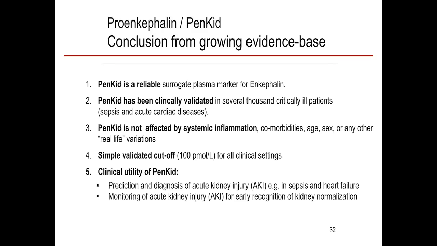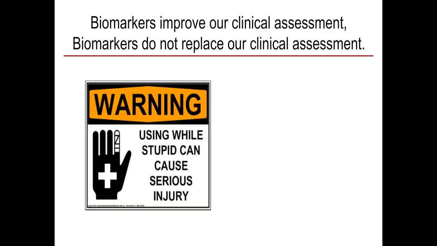First, it's a reliable surrogate plasma marker for enkephalin. It's been clinically validated in several thousand critically ill patients, both in sepsis and in acute cardiac disease. It is not affected by systemic inflammation and also other comorbidities that we see in real life, like age and sex and things like that. It's got a simple cutoff of 100 picomole per liter that's been validated in clinical settings. As for the clinical utility of PENK, it can predict and diagnose AKI in the settings I showed you, sepsis and heart failure, and it can monitor acute kidney injury for early recognition of kidney normalization.